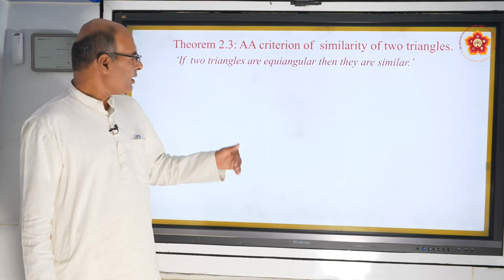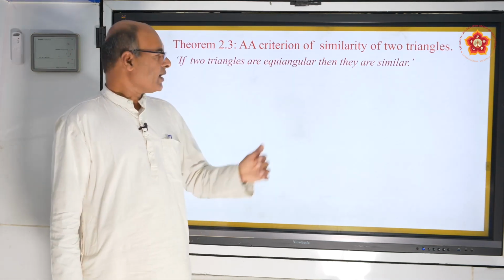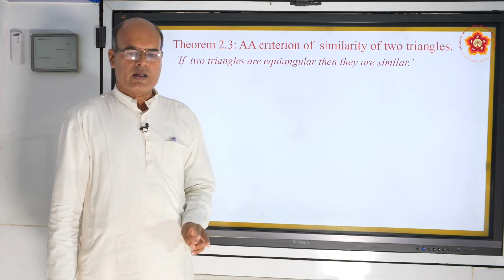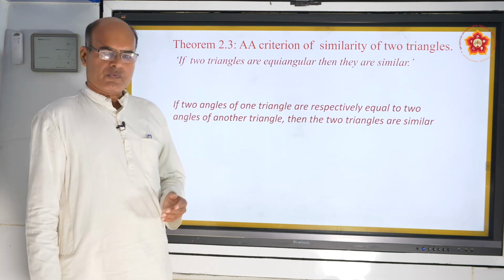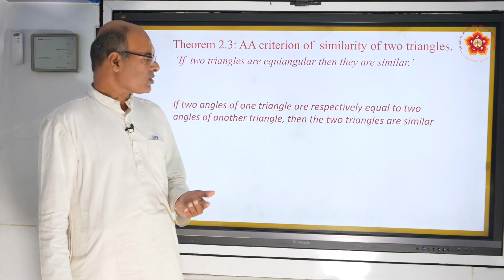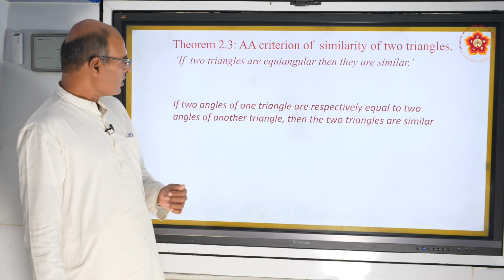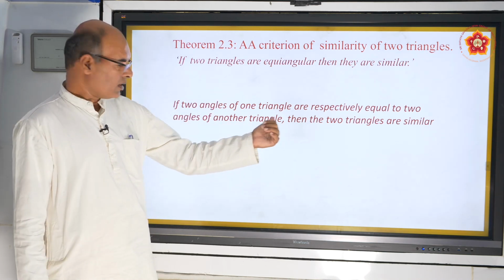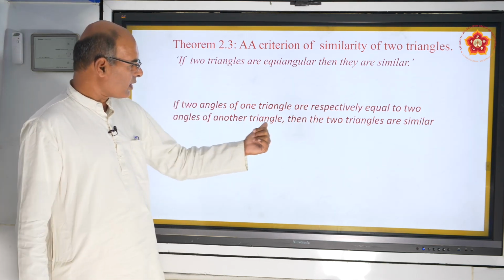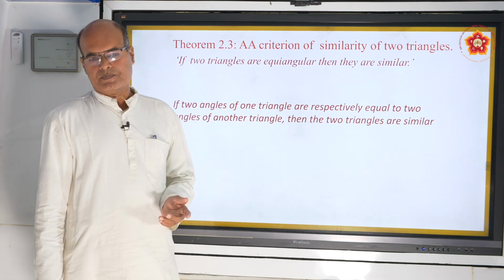In the previous slide, I referred to this theorem as AAA criterion. Here it is referred to as AA criterion. Both are the same, because if two angles of one triangle are equal to two angles of another triangle, then no doubt the third angles will also be equal because of the angle sum property of triangles. So you can state this theorem like, if two angles of one triangle are respectively equal to the two angles of another triangle, then the two triangles are similar. So all these three statements are the same.